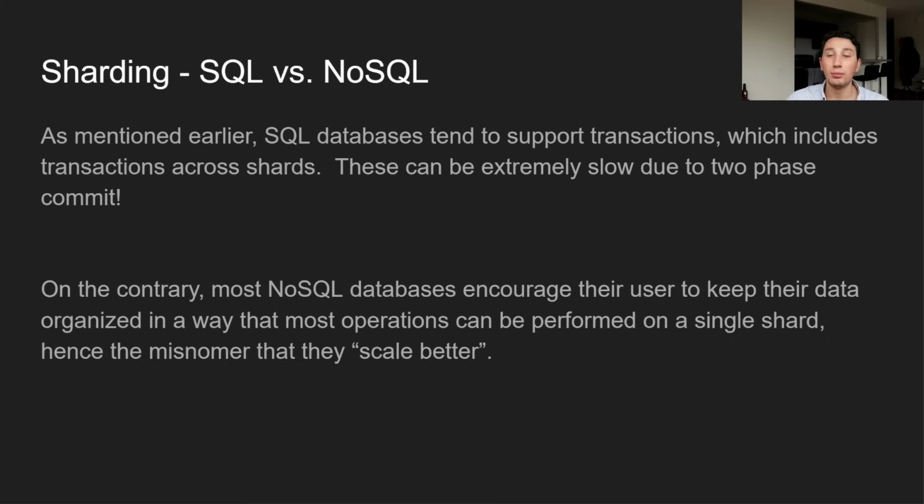NoSQL databases support more scalable use cases because they don't really allow you to do all of these cross-shard writes, these cross-shard reads. They really encourage you, generally speaking, to keep all of your operations within a single shard so that you don't have to do something like a two-phase commit. And that's going to make your life a lot easier. For example, on Cassandra, you have this concept of a partitioning key, and the idea is that all of your writes have to be on a shard with the same partitioning key, and that way you're never doing something like a two-phase commit.